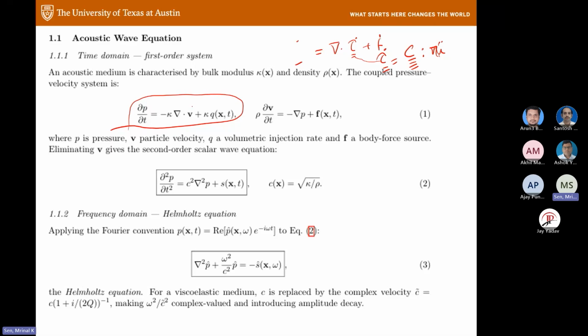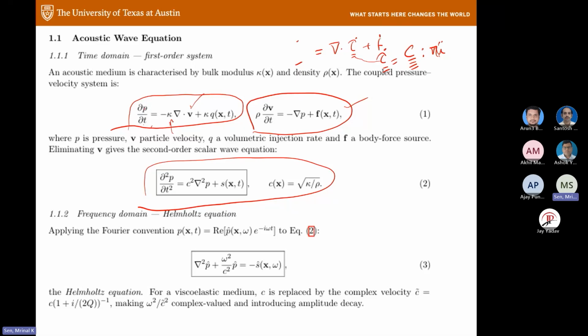So rather than having a divergence of displacement, I have a velocity, because on the left hand side I have a time derivative. So this one, k, is your compressibility, and rho is the density, and rho comes in here where I have rho del v del t is equal to this. So this is our Newton's law, and that's our Hooke's law. And when we plug this in here, I get this second order system. Okay, so this is second order derivative in time. Del 2p del t2 is this.